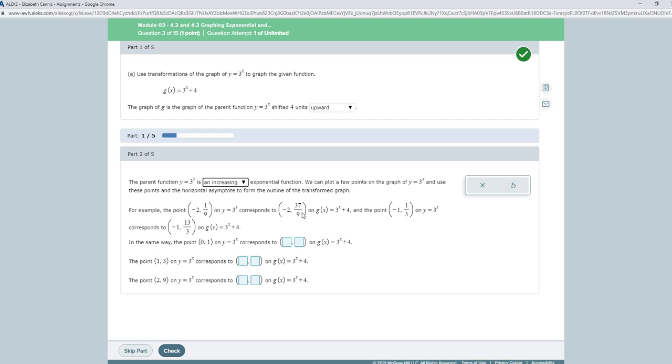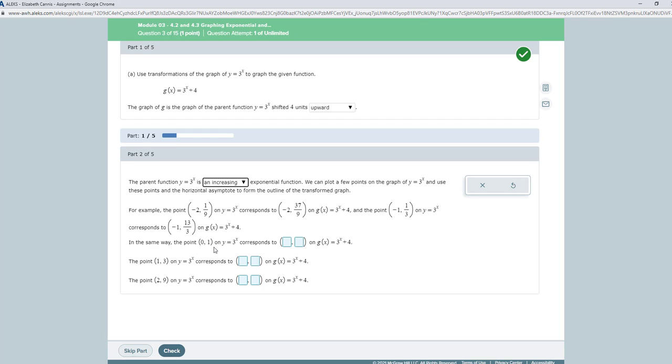Either of those ones would be perfect. Similarly, if you plug a negative 1 in, 3 to the negative 1 is 1 third. So that's on the parent function. So if you shift it up 4, again, that y value, 1 third, is going to add 4. So it'll be 4 and 1 third, which is the same as 13 thirds.